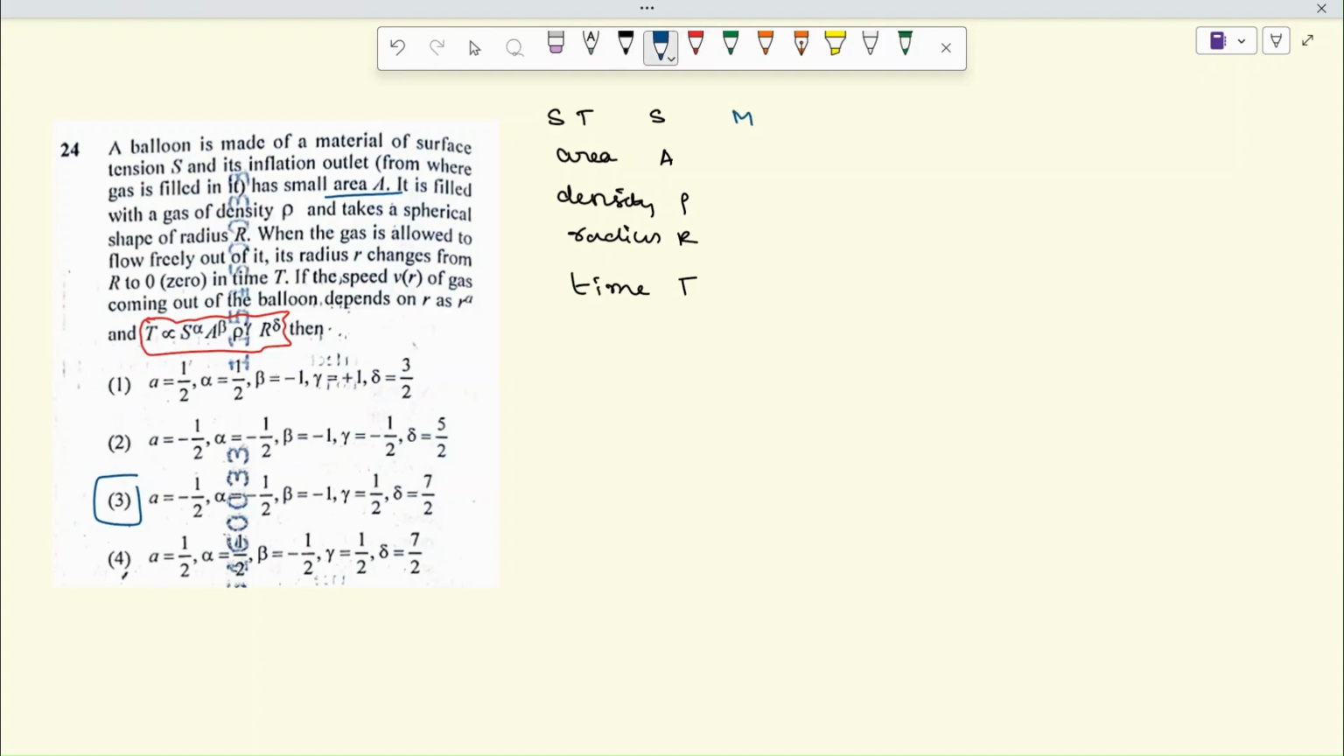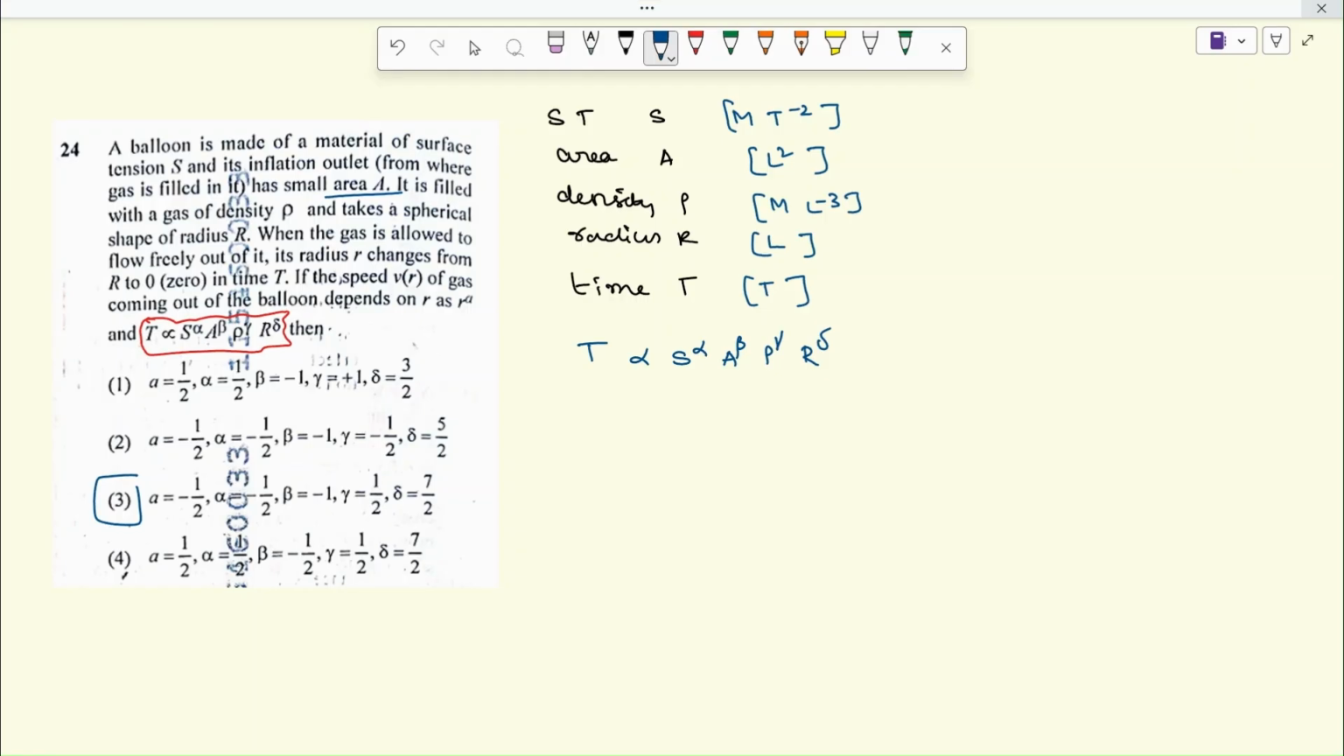Surface tension is M T to the minus 2. Area is L squared. Density is M L to the minus 3. Radius is length itself. And time is T. And in the question it is mentioned t is proportional to S power alpha, A power beta, rho power gamma, r power delta. Let us write all the dimensions here. T on the left side, and there is no mass and length, so let's make them zeros.